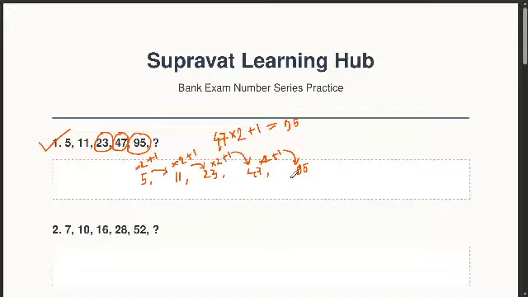Okay. So the rule is multiplied by 2 plus 1. So what will be the next number? It will be multiplied by 2 and added by 1. So 95 times 2, that is 190, and plus 1, that is 191. Okay, 191. So this is the correct answer. So 191, the correct answer here.